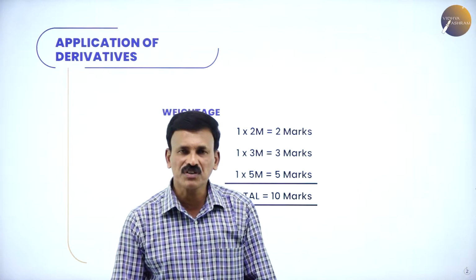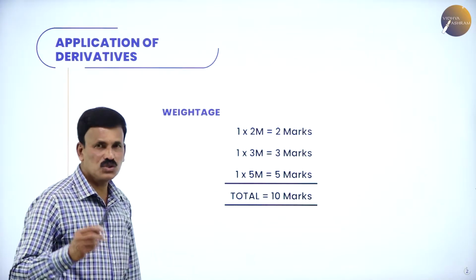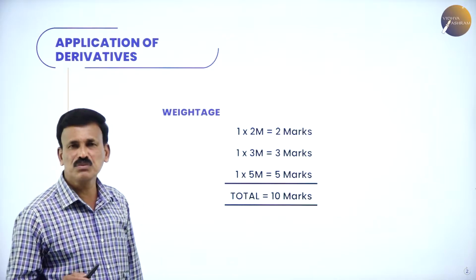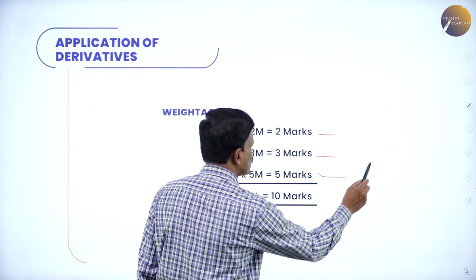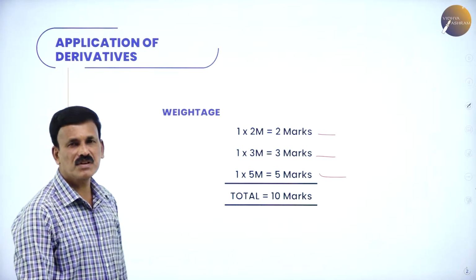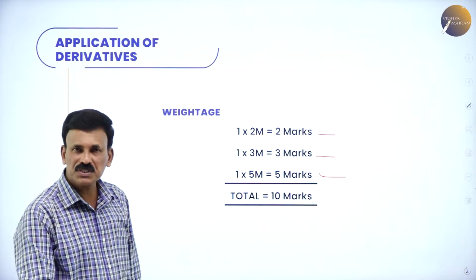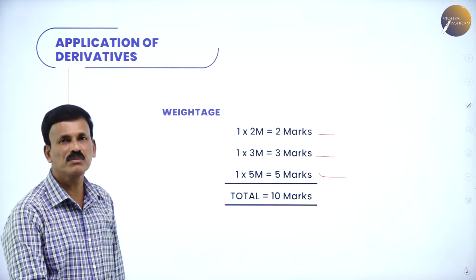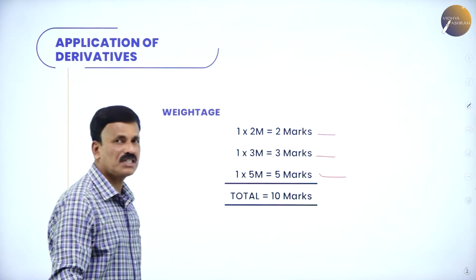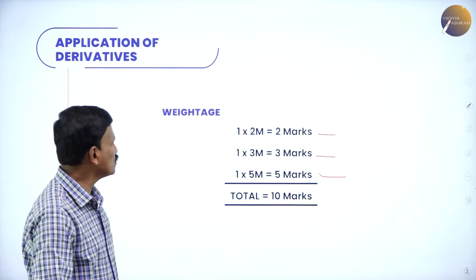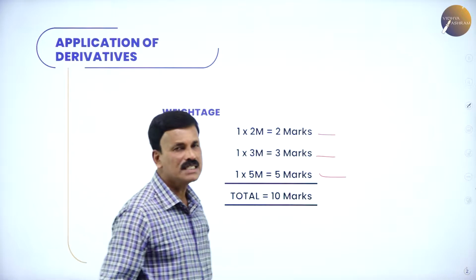In all these 5 concepts, the weightage is 10 marks. You will get one 2-mark question, one 3-mark question and one 5-mark compulsory question. The 5-mark question is from rate measure. Definitely you will get it either from rate measure or from maxima and minima of a function. So the total weightage for the chapter application of derivatives is one 2-mark question, one 3-mark question and one 5-mark question, totally 10 marks.